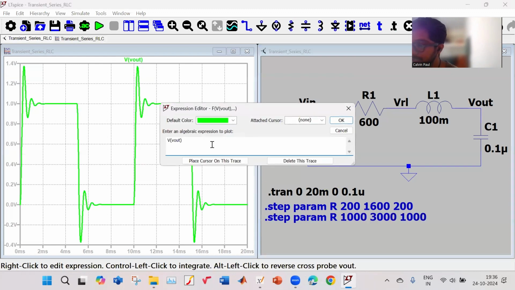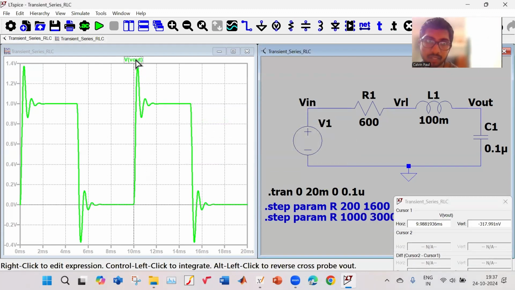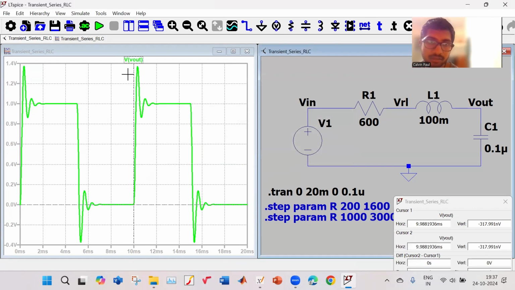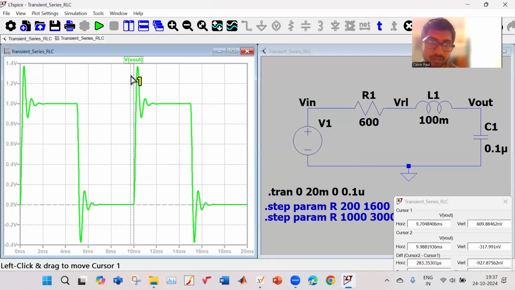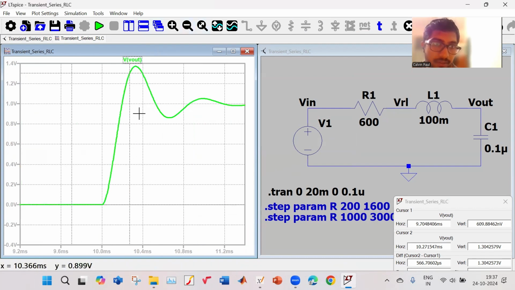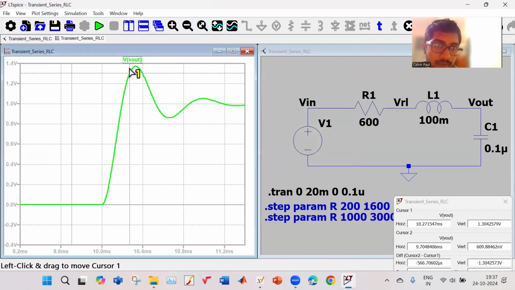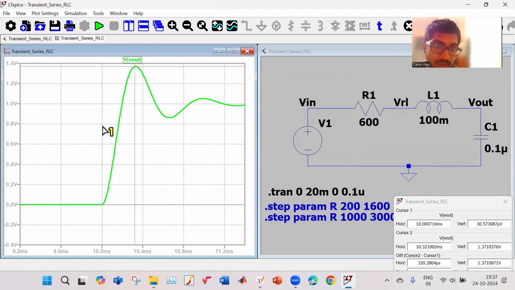To do that, let me add a cursor. So this is the initial time. Let me add one more cursor, so there are two cursors. Cursor 2, I will take it to this point when it reaches the maximum. I think it is better if I zoom in also. So cursor 2, I'm taking it at the maximum point, and cursor 1 is at the time of the step.